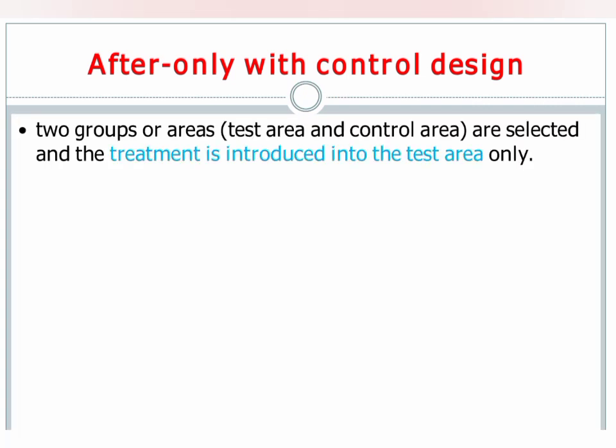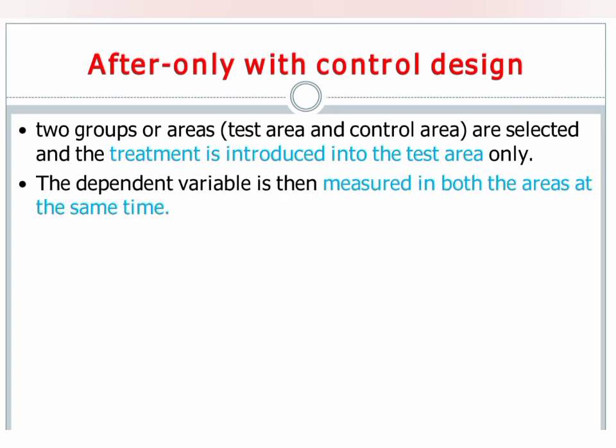Next, after only with control design. In after only with control design, we are having two groups or two areas, that is test area and control area. These are selected and the treatment is applied to the test area only. We are not applying it on the control area. The dependent variable is then measured in both the areas at the same time. So here the dependent variable is measured in both the test area and control area at a particular time.